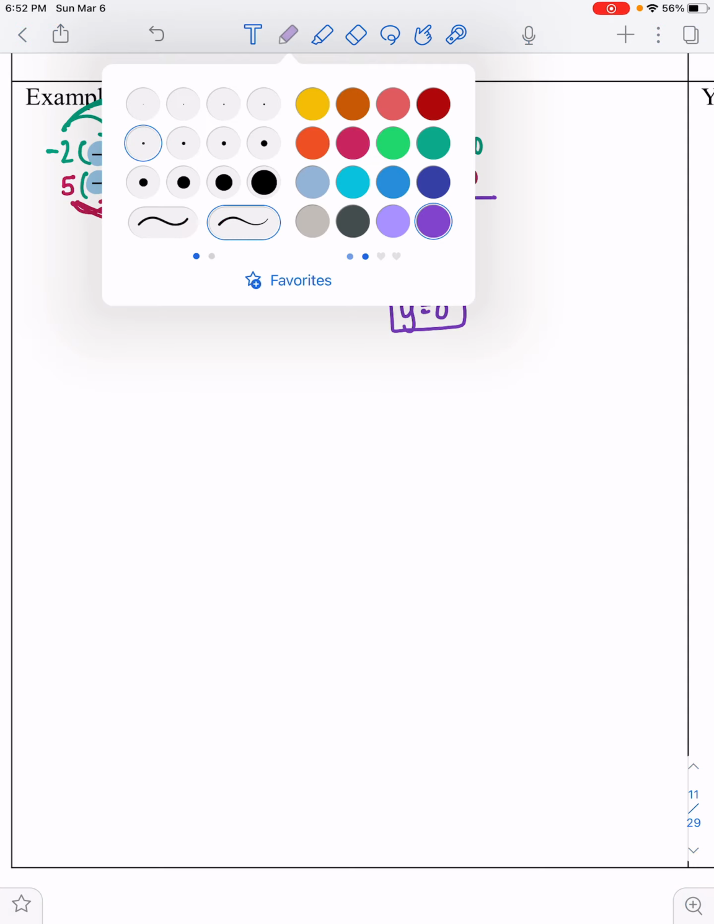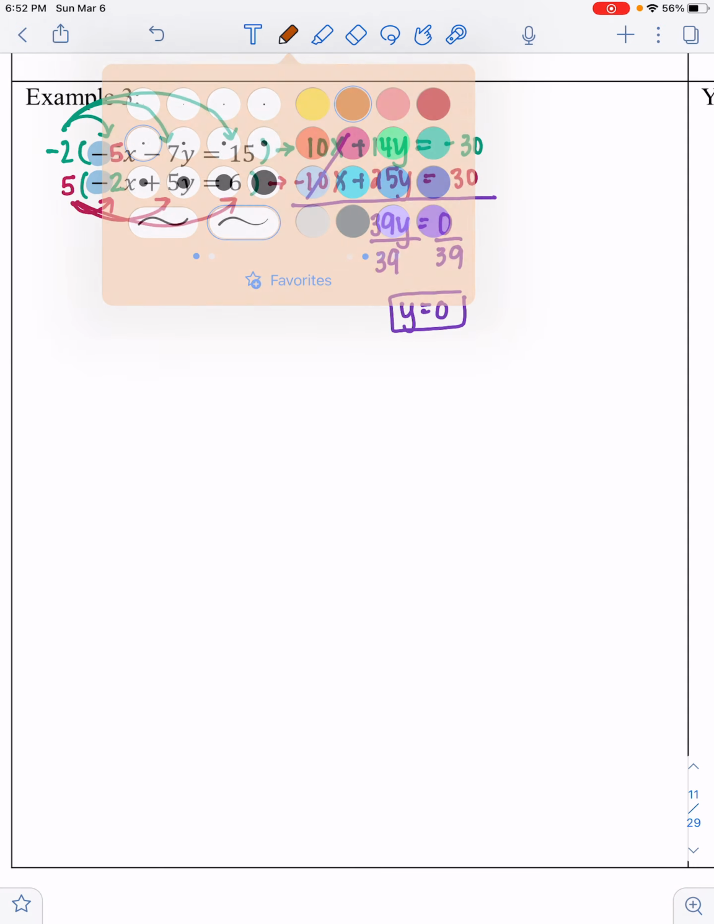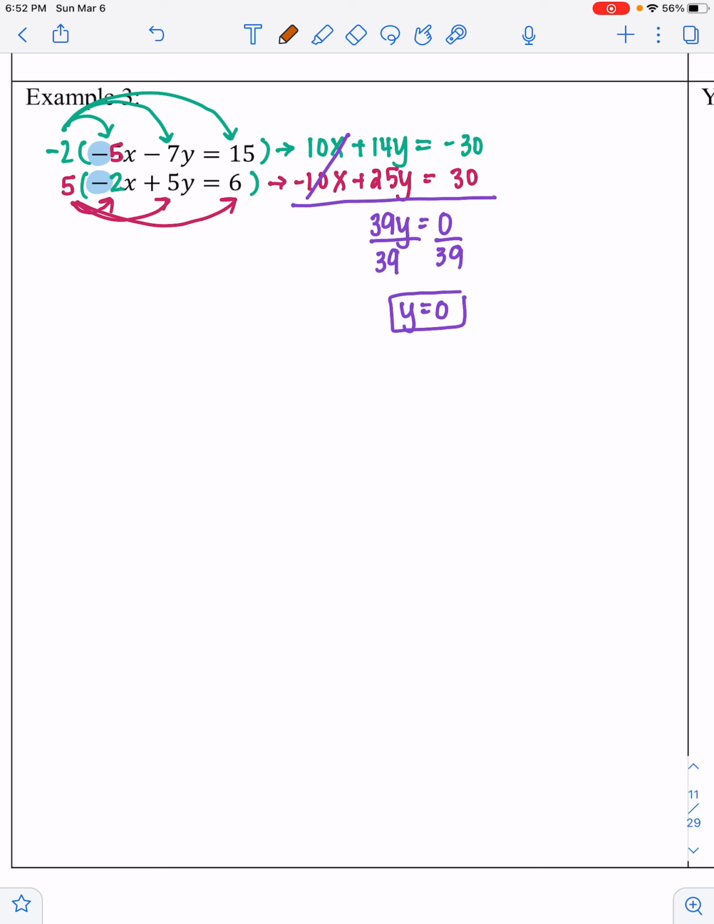And now we need to solve for x. Unlike substitution, we don't have an equation where x is already solved for. You just want to choose the equation, in my opinion, with the fewer negatives or the smaller numbers. In this case, I'm going to use the second equation: negative 2x plus 5y equals 6. And then let's go ahead and plug in for y. I get negative 2x plus 5 times 0 equals 6.